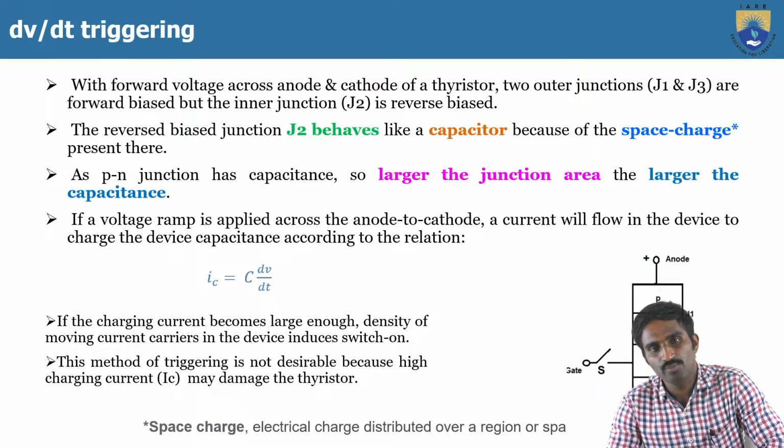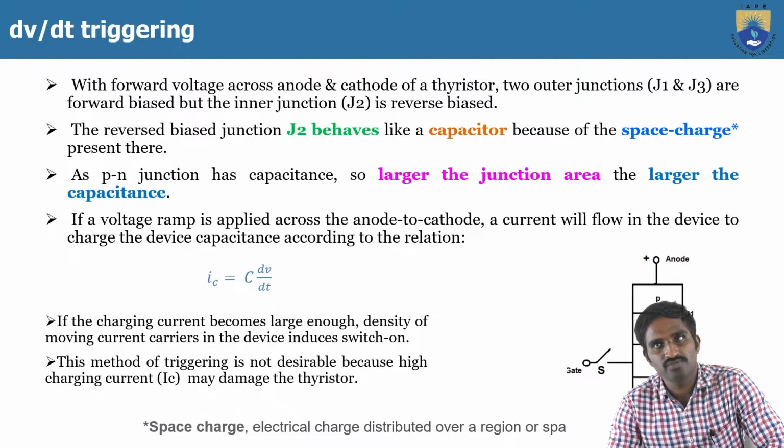To break down the junction J2, we follow different methodologies. In the previous class, we discussed the forward voltage triggering, how the junction J2 breaks down by applying the forward voltage, and the second methodology, the gate triggering method, where we use the gate current to break down the junction J2. In this class, we are going to do the same thing by dV by dt. Here, dV by dt is the rate of change of voltage.